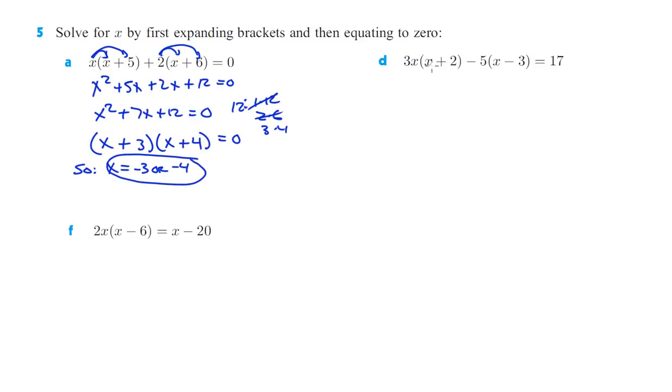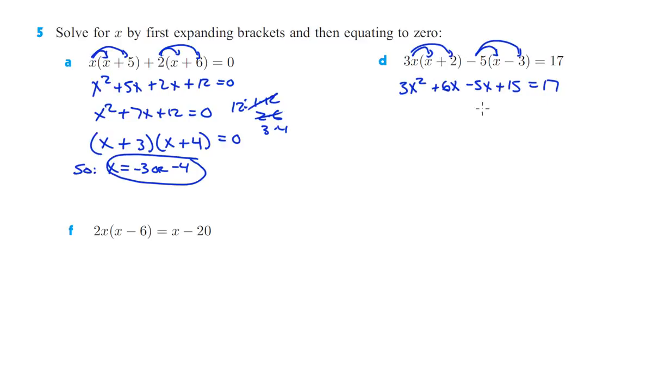All right. Let's try this one. Distribute those to both of these. And it equals 17, so we'll have to move that 17 over too. Anyway, 3x times x is 3x squared. 3x times 2 is 6x. Now make sure you don't forget the negative out here. So it's negative 5 times x is negative 5x, and negative 5 times negative 3 is positive 15 equals 17.